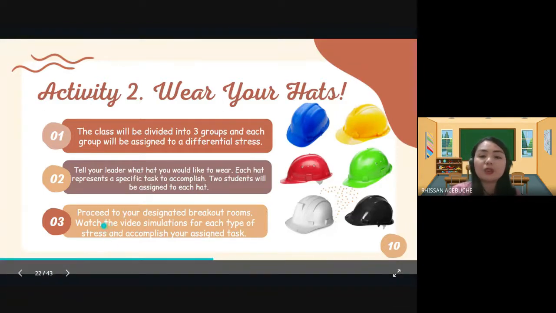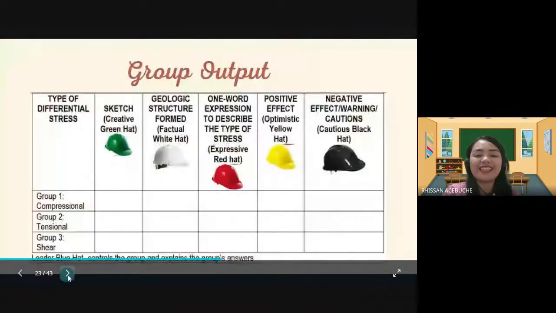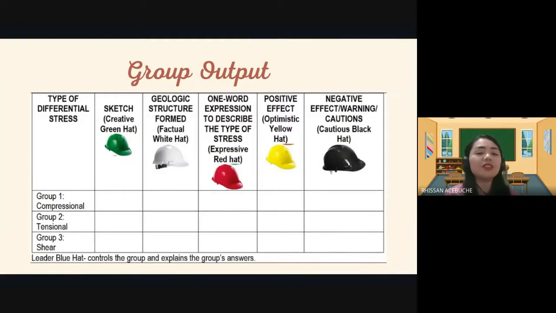With your group mates in your breakout rooms, you're going to watch a video simulation about the type of stress that is assigned to your group. After that, you are going to accomplish your assigned task. So what are the hats that you're going to wear today? If you are thinking creatively today, wear a green hat. If you are a factual person today, wear a white hat. If you are an expressive person today, you can give words and expressions, then wear the red hat. If you are feeling optimistic today, wear the yellow hat. If you can easily see cautions and warnings, then wear the cautious black hat. And of course, the leaders will wear blue hats.